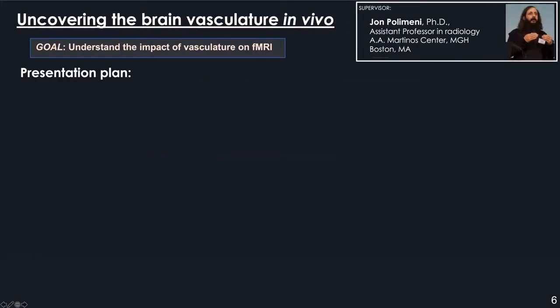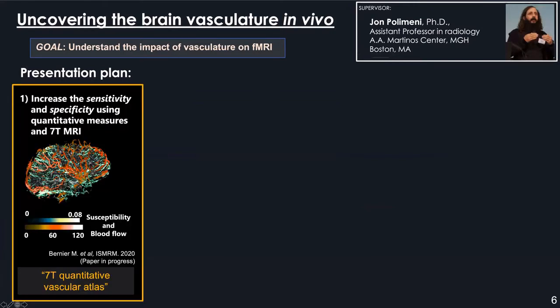So basically, that's going to be the plan of the presentation for today. I'm going to present the 4 different projects that I did during my postdoc. The first one is going to be the Atlas 2.0, if you want. Here it's based on 7T MRI for an increased resolution, and we're going to inject some quantitative values based on susceptibility and blood flow. This atlas was presented during ISMRM last year, and the paper for this atlas is still in progress. When the paper is out, this atlas is again going to be publicly available alongside my previous atlas.